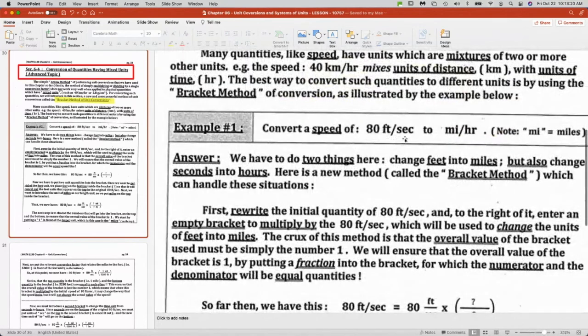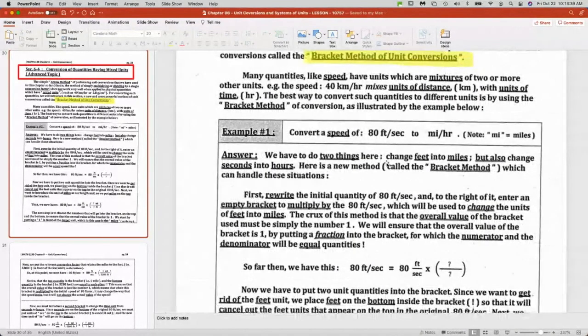See, 80 feet per second to miles per hour. So you're not converting a singular unit of like feet to miles. You're converting a compound unit of feet and seconds, or feet per second, into miles per hour. So both the feet and the seconds need to be converted. So that's the focus of this last piece of the chapter.